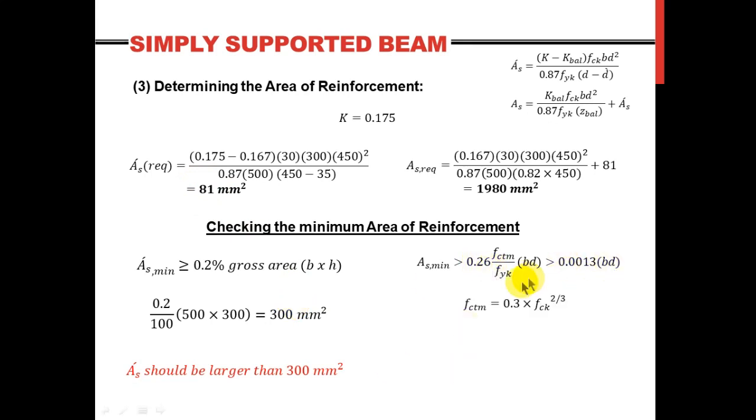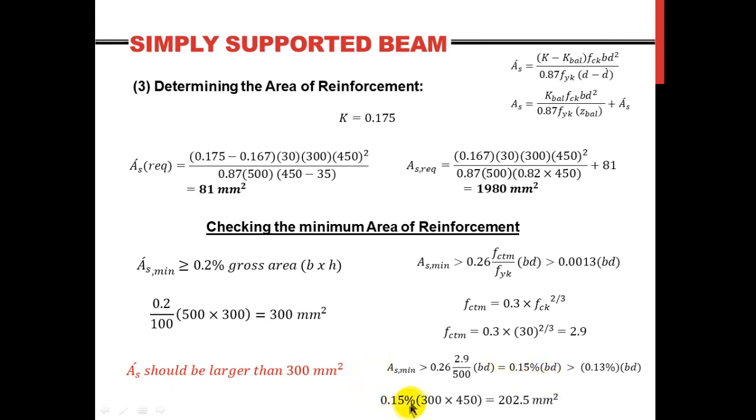Now let's just check this. First of all, we find the mean tensile strength of this grade of concrete. And it happens to be 2.9. Almost like if you just take the 10% here, it is 3. So this is 2.9. It is more conservative. And then we just find the minimum area of tension reinforcement set by the code. So 0.26 times the tensile strength divided by the 500 yield strength, times B D. But first we have to compare it with this. And since this one is larger than this one, I'm going to go ahead and select this one.